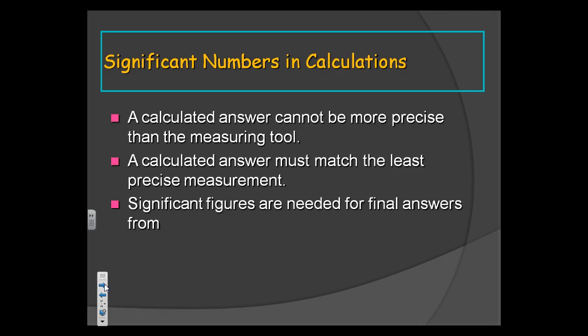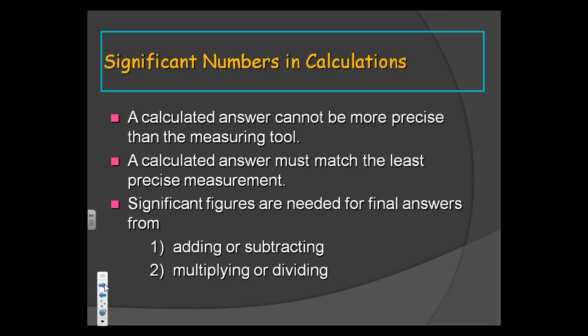Significant figures are needed for final answers, and we only really have two different types of calculations: adding and subtracting, or multiplying and dividing. The rules for each of those operations are slightly different, and they determine where we round our answers so that the measurement is not misleading, implying more precision than the least precise measuring tool.